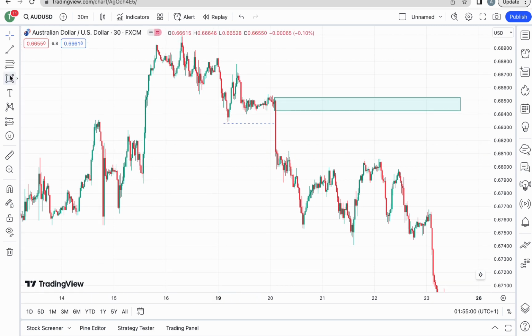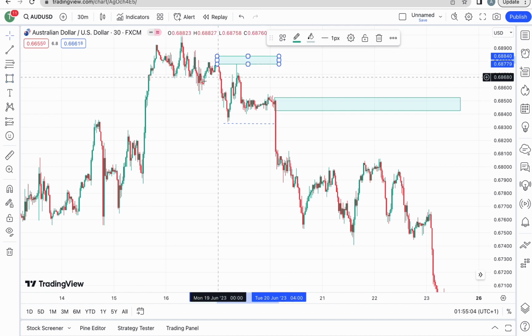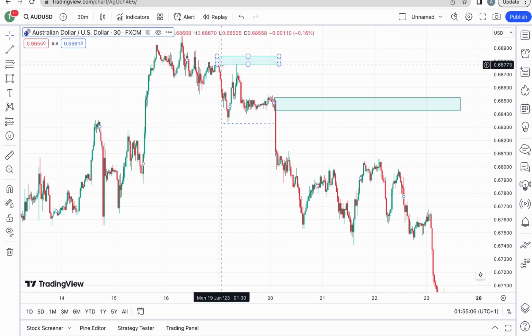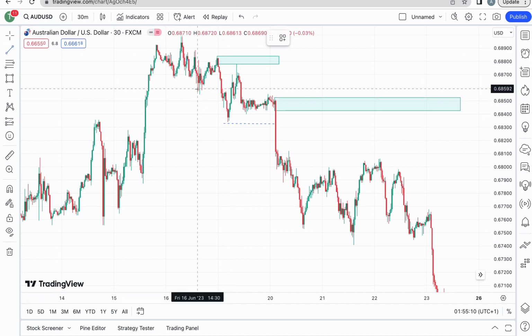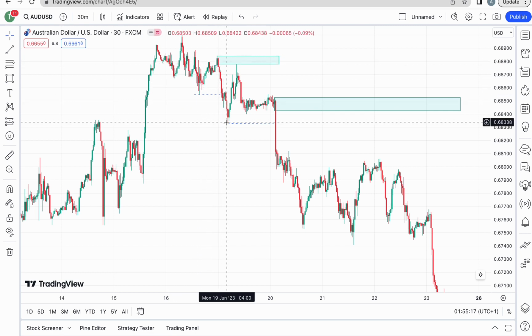What did we see here? We saw what? Of this green candle, what did we see? We saw an impulsive move to the downside, and we saw what? A break in structure here. These lows were taken out, and we saw a series of impulsive moves.